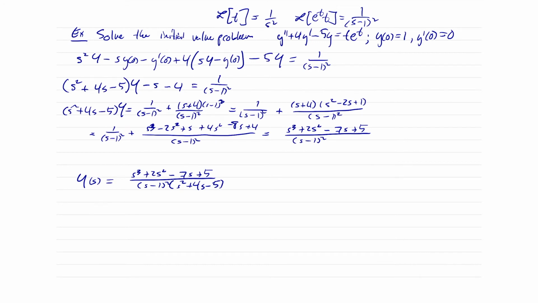Okay, so next step is we need to figure out if we have irreducibles or if this can be factored. Well, s squared plus 4s minus 5 indeed can be factored, and so we're going to be left with s cubed plus 2s squared minus 7s plus 5, and all of this is divided by (s minus 1) squared times (s minus 1) and (s plus 5), because s squared plus 4s minus 5 factors into s minus 1 and s plus 5. All right, so that's where we are with this. It does not look friendly.